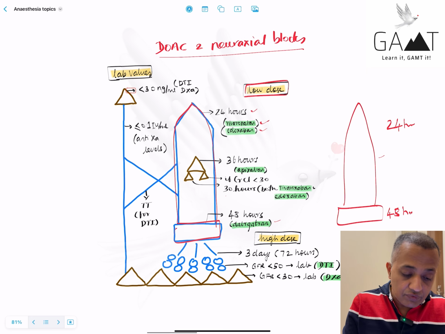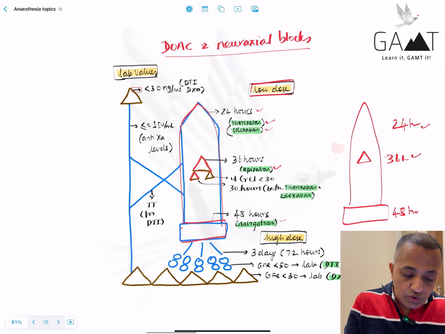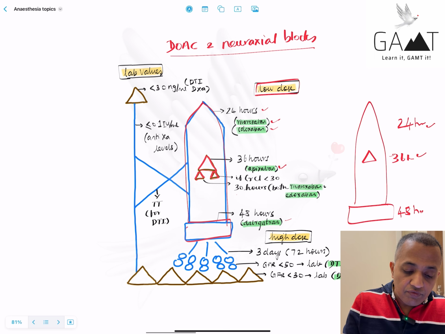What does the Toblerone in the middle stand for? I'll tell you that now. So there are 3 sides, right? So the Toblerone in the middle has 3 sides. That stands for 36 hours. That is for apixaban. So rivaroxaban, edoxaban 24 hours, apixaban is 36 hours. So what are the 2 small Toblerones here? There's another 3 here, another 3 here. If the creatinine clearance is less than 30, all right? If the creatinine clearance is less than 30, you need to wait for 30 hours for both rivaroxaban and edoxaban.